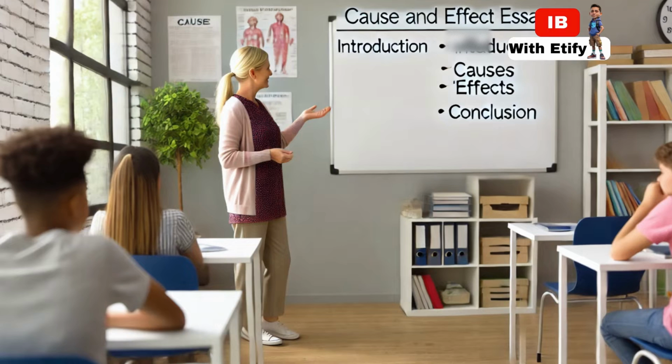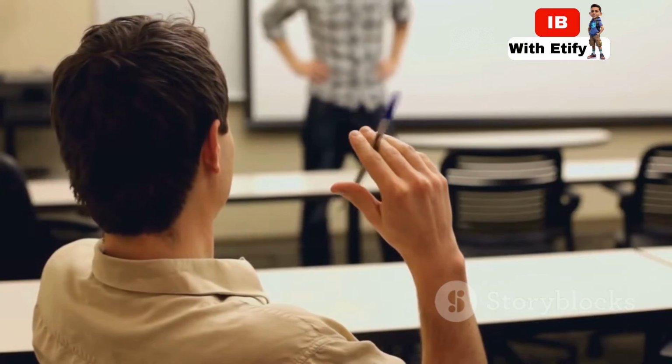So I need to explain why something happened and what happened because of it? Exactly. Imagine you're telling a story that explains both the why and the what of a situation. That makes sense. But how do I structure it? Should I talk about the causes first and then the effects?